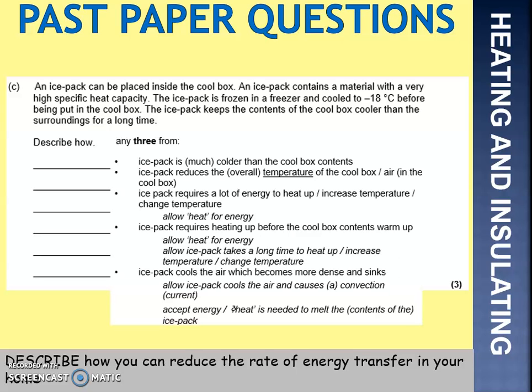Okay, so you need any 3 of these. You could say the ice pack is much colder than the cool box contents, so it reduces the overall temperature of the cool box. The ice pack requires a lot of energy to heat up or change its temperature. The ice pack requires heating up before the cool contents warm up. Or the ice pack cools the air, which becomes more dense and sinks. Again, you're allowed to say there the ice pack would cool and cause a convection current.